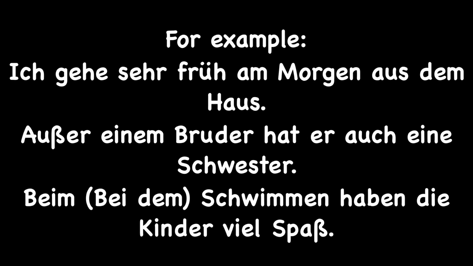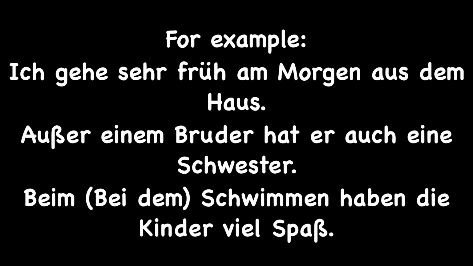For example, ich gehe sehr früh am Morgen aus dem Haus. I am going very early in the morning out of the house. It's aus dem Haus instead of das Haus because aus is dative and therefore requires a dative object. Außer einem Bruder hat er auch eine Schwester. Besides a brother, he also has a sister. Außer takes a dative object and therefore we use einem instead of einen or ein.